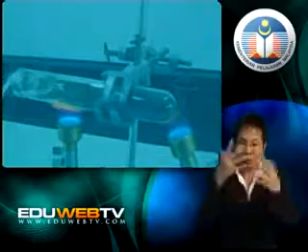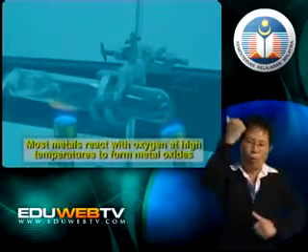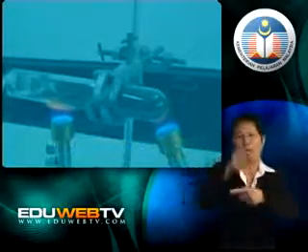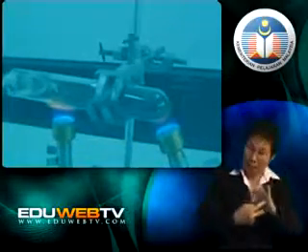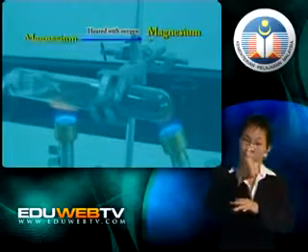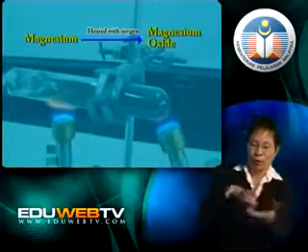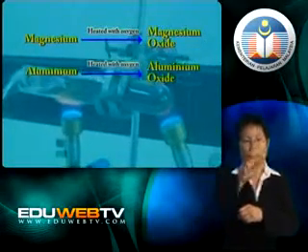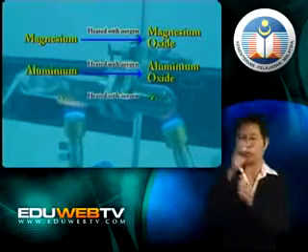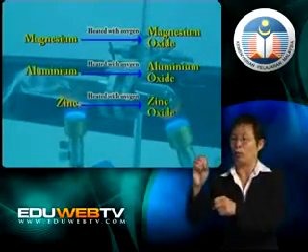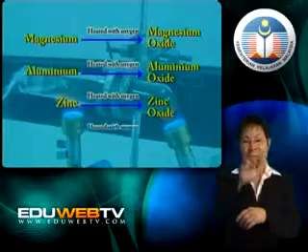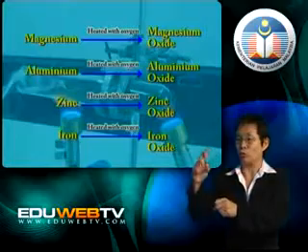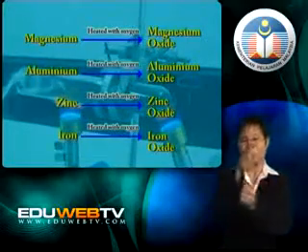We can now conclude that most metals react with oxygen at high temperatures to form metal oxides, which means magnesium, when heated, reacts with oxygen to form magnesium oxide. Aluminum reacts with oxygen to form aluminum oxide. Then, zinc reacts with oxygen to form zinc oxide, while iron reacts with oxygen to form iron oxide.